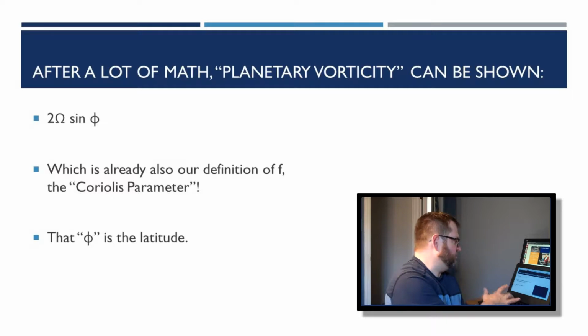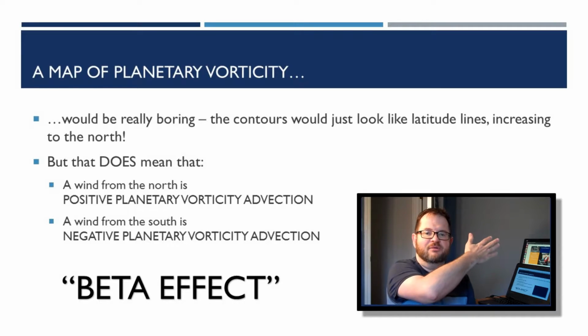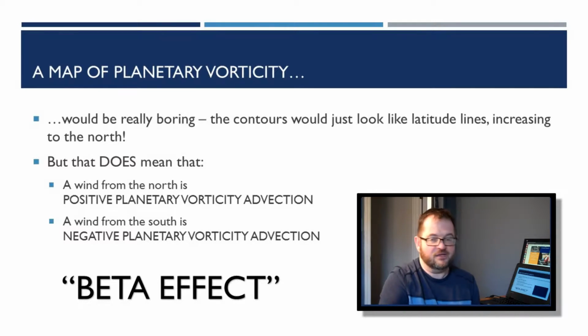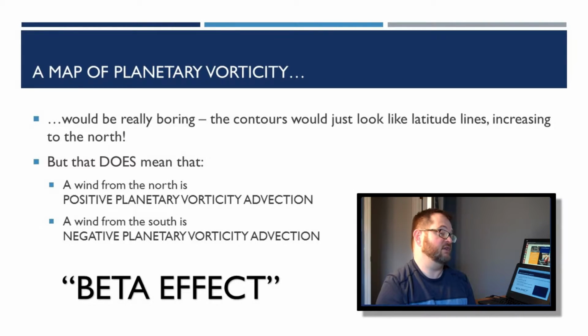All it depends on is the latitude, which means a map of planetary vorticity would be about the boringest thing on Earth. Don't get me wrong, at every single location on the Earth, you could compute a value of planetary vorticity. It's just 2 omega sine phi. The only variable there is phi. So you just plug in the latitude. But it would be a very boring map, because all it would be is a map that goes from 0 at the equator to a big number at the poles, and the contours would just be parallel to latitude lines. So you'd have high planetary vorticity at the poles and 0 planetary vorticity at the equator.